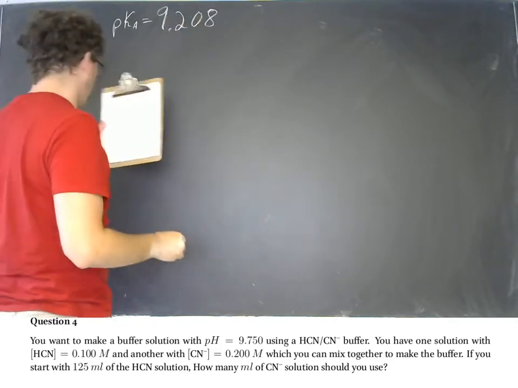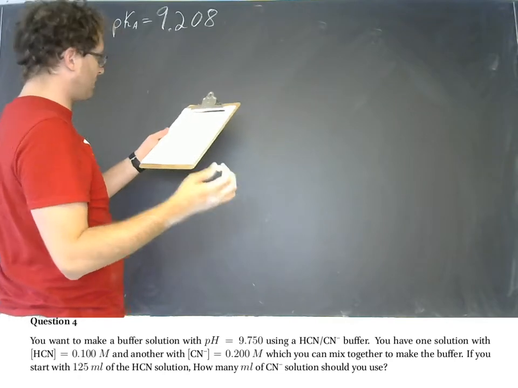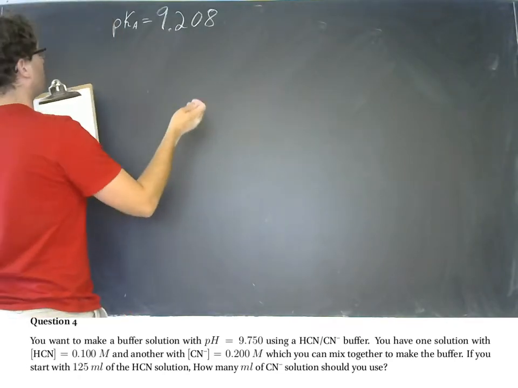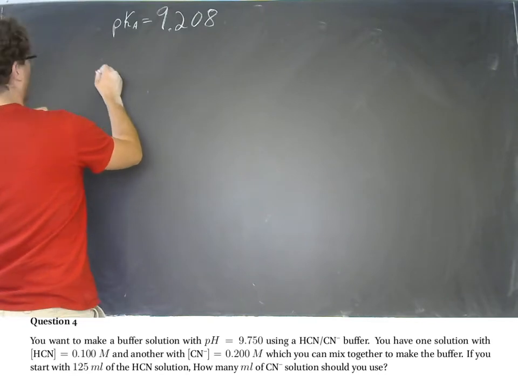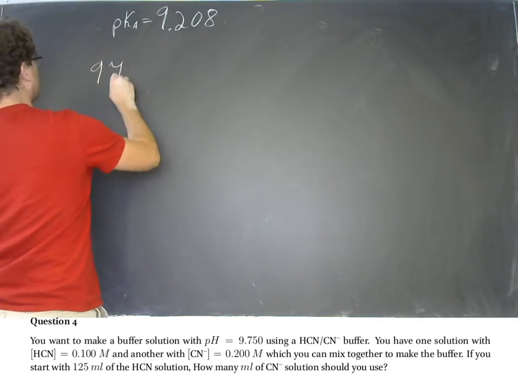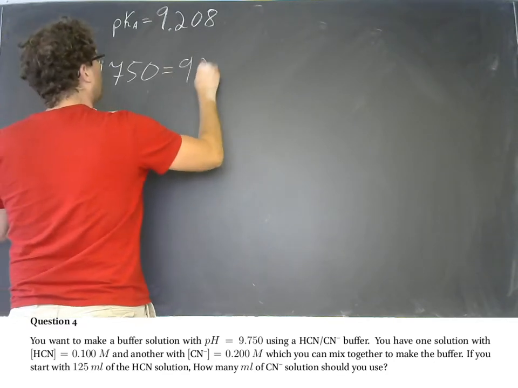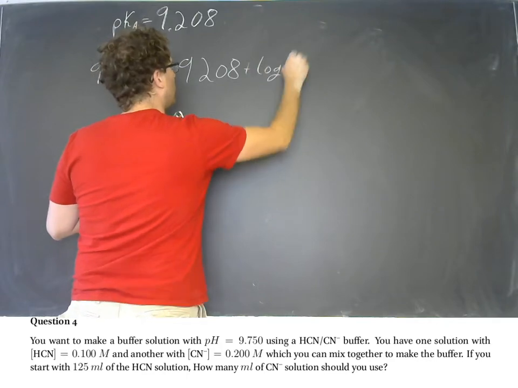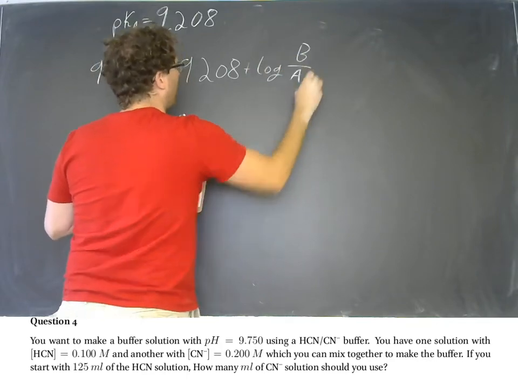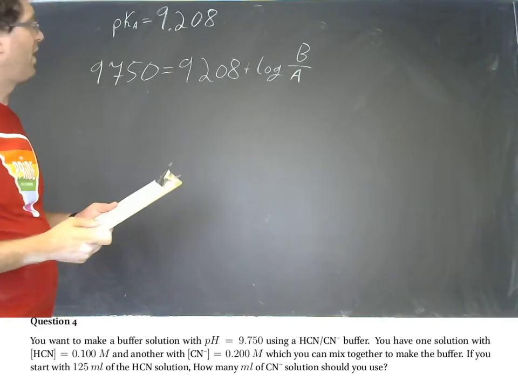Okay, and we want a pH of 9.750. So let's just do the Henderson-Hasselbalch equation right away. 9.750 is equal to 9.208 plus the log of base over acid. And we'll just leave that in its generic form for now.